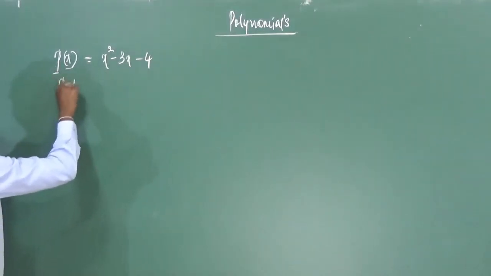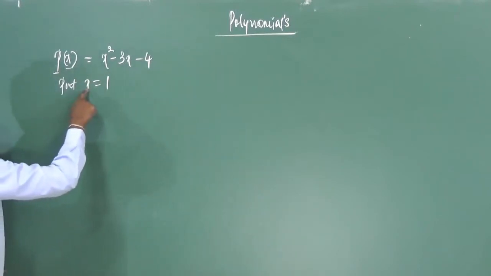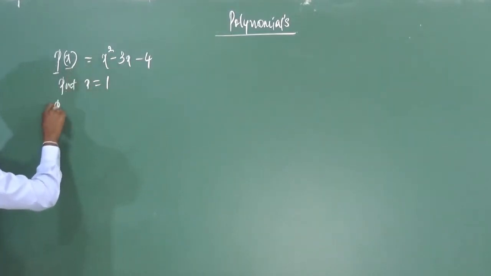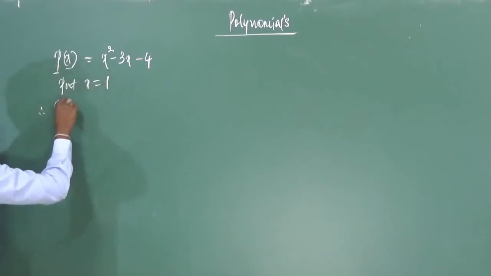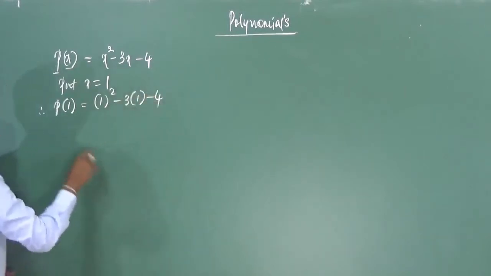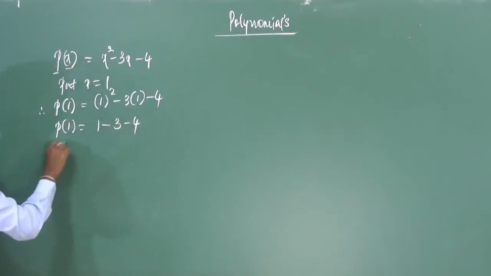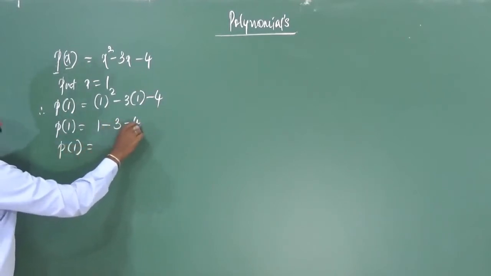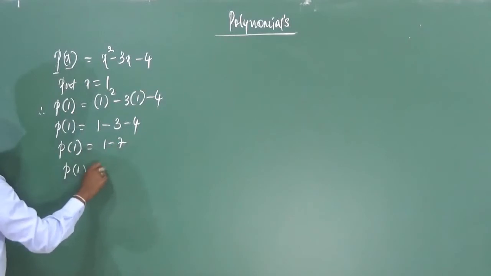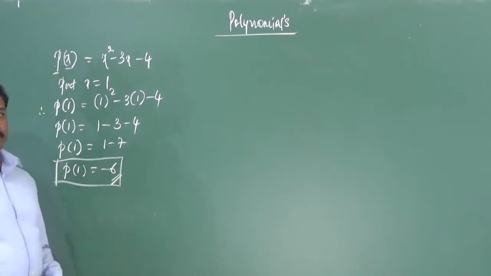We will put x equal to 1. Let's see what happens. In place of x, we are going to substitute 1, or replace x by 1. As we are replacing x by 1, p of 1 is equal to 1 square minus 3 into 1 minus 4. So p of 1 is equal to 1 square is 1, minus 3, minus 4. Minus 3 minus 4 is minus 7. So p of 1 is equal to 1 minus 7, which is minus 6. So here we have a value, that is minus 6.